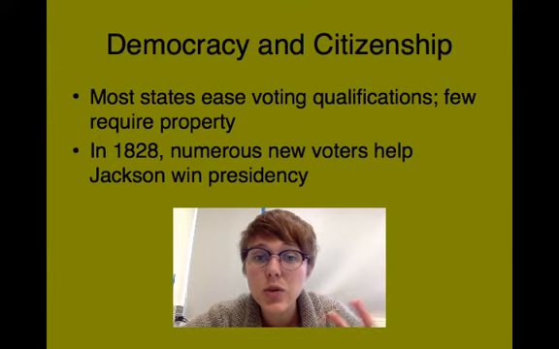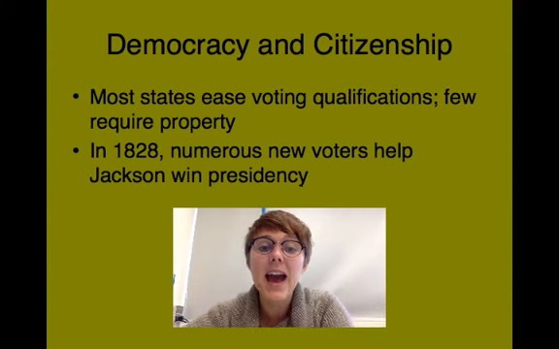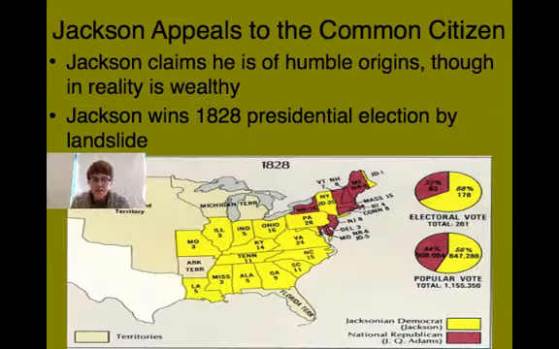So in 1828, numerous voters, because there are so many new voters included, actually helped Jackson win the next presidency. Four years have passed, and those four years before, we had John Quincy Adams as the president. Now we have another election, again Jackson versus John Quincy Adams. But because of the easing up of voting standards, meaning a lot more people can vote now, Jackson does a very smart thing: he appeals to the common citizen.